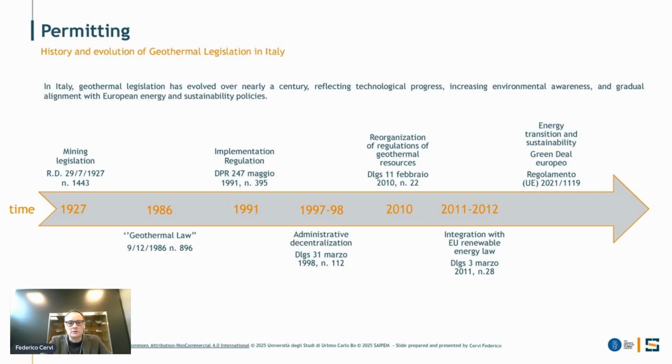If we focus specifically on Italy, geothermal energy legislation has developed over nearly a century, starting with the Royal Decree of 1927, number 1443, concerning quarries and mines.